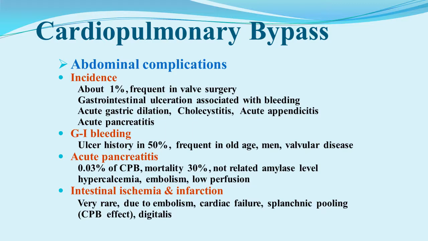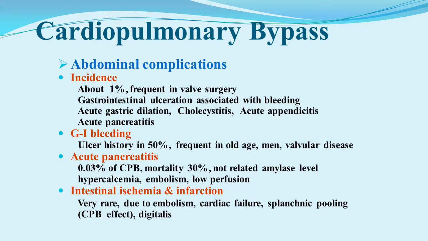Abdominal complications. Incidence is about 1%, more frequent in valve surgery. Gastrointestinal ulceration associated with bleeding, acute gastric dilatation, cholecystitis, acute appendicitis, and acute pancreatitis. GI bleeding: the ulcer history is 50% frequent in old age men. Valvular disease, acute pancreatitis, 0.3% of cardiopulmonary bypass; mortality is 30%, not related to MLA, labeled hypercalcemia, embolization, and low perfusion.